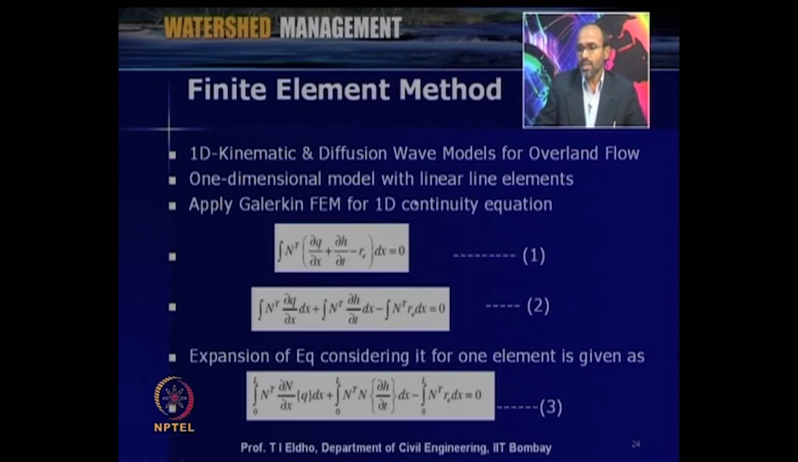For the continuity equation we can use a scheme like the Galerkin finite element method in one dimension. We can use linear line elements. First we use a shape function here, N is a shape function or interpolation function, and multiply it by the governing equation, then integrate over the domain and equate to 0. We use the Galerkin scheme here, and then we can integrate and transform the equation as in equation number 2. This shows the expanded form of this equation.